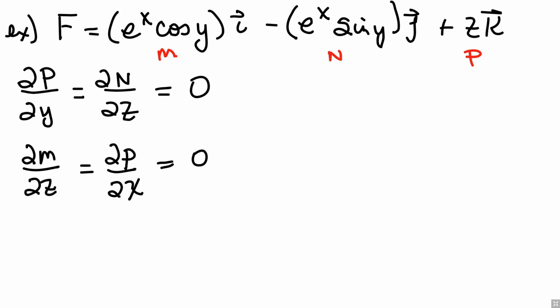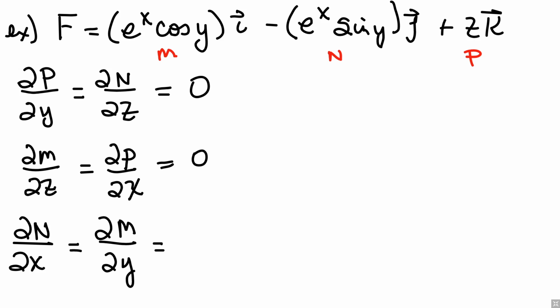Okay. Then the last thing that we have to look at is the partial of N with respect to x. Show that that's equal to the partial of M with respect to y. Okay, so if I take the partial of N with respect to x, what will I get?